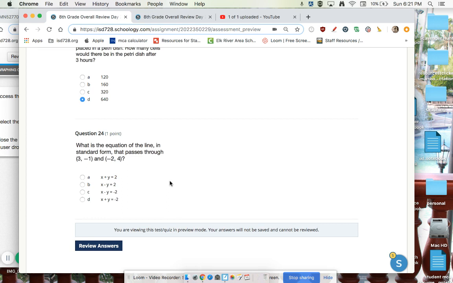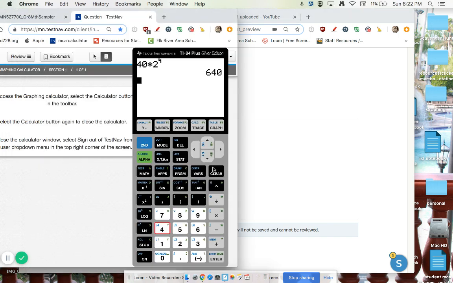Okay, and lastly, number 24. What is the equation of a line in standard form that passes through these 2 points? So this one's kind of hard. What I'm going to do is identify it in slope-intercept. I'm going to find my slope, I'm going to do point slope, and then I'm going to get y alone on all of these and find the match. That's what I think I'm going to do.